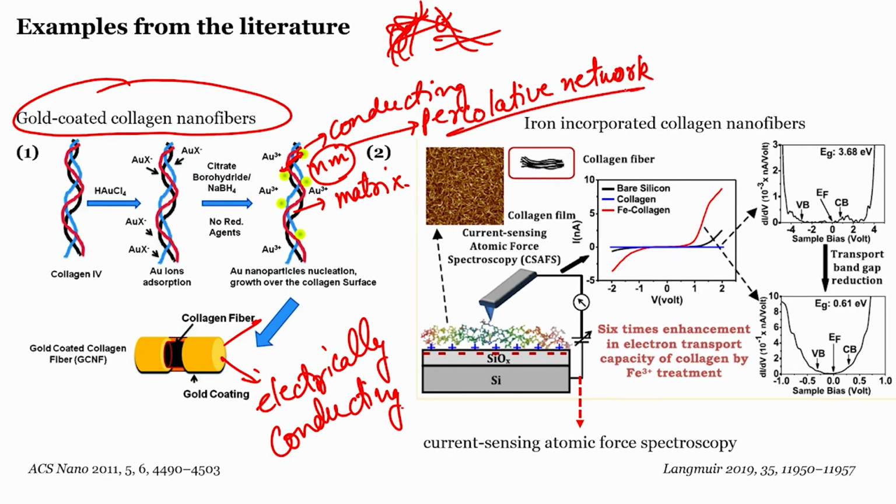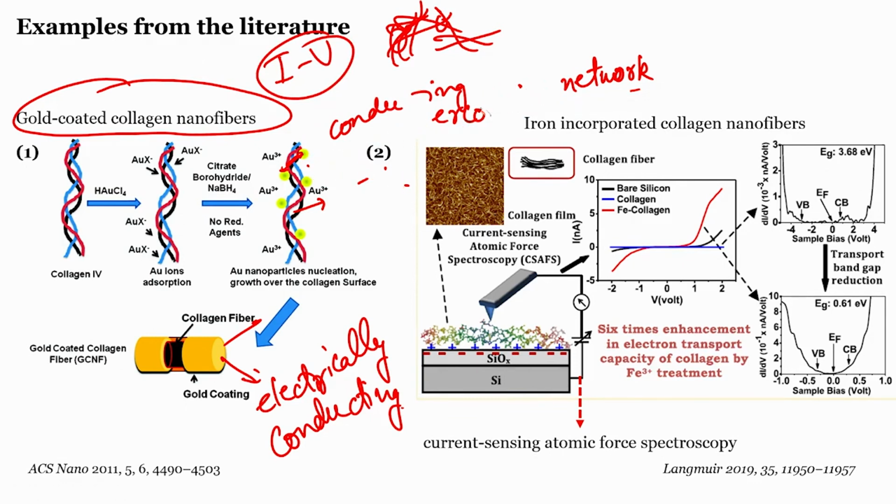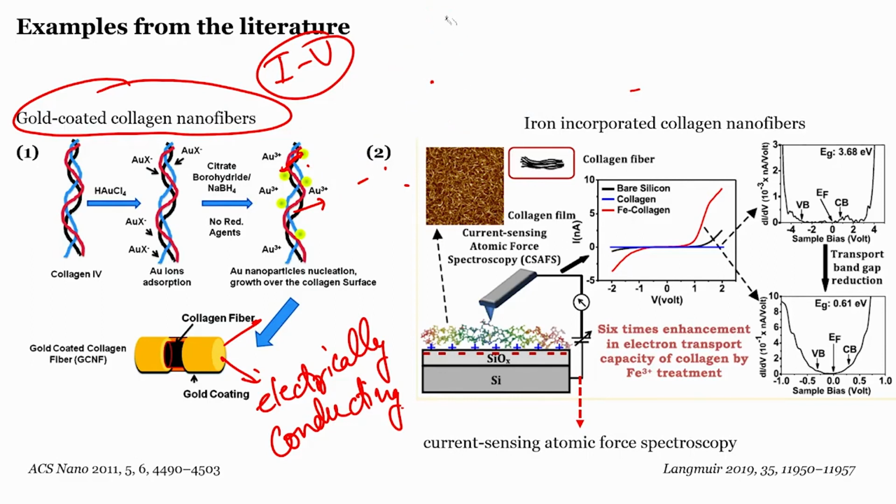that just by decorating them with gold nanoparticles they were able to form a percolative network of conducting domains, such that in the matrix when they were studied for IV characteristic, they found a finite value of resistance within collagen fiber networks. In a similar work, they introduced iron into collagen fiber network, and then they compared the IV characteristic of collagen decorated with iron and collagen by itself without any kind of metal nanoparticles.